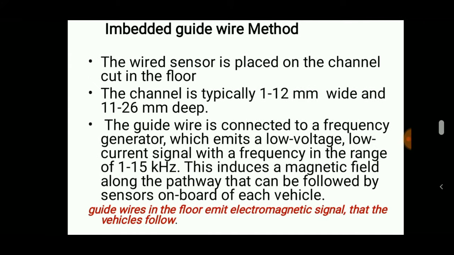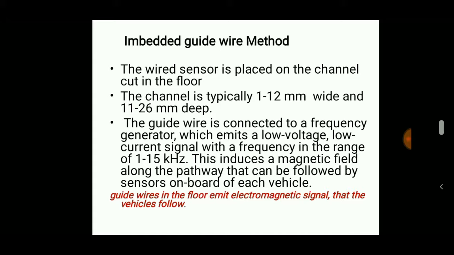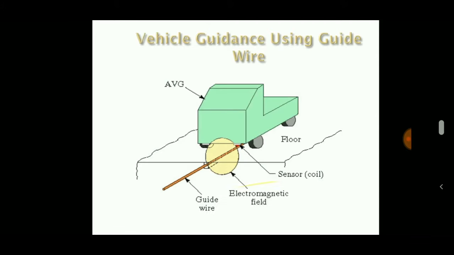The embedded guide wire method consists of a wire sensor placed in a channel cut in the floor. The channel is typically 1 to 12 mm wide and 11 to 26 mm deep. The guide wire is connected to a frequency generator which emits a low voltage, low current signal with a frequency in the range of 1 to 15 kHz. This induces a magnetic field along the path that can be followed by a sensor on board each vehicle.